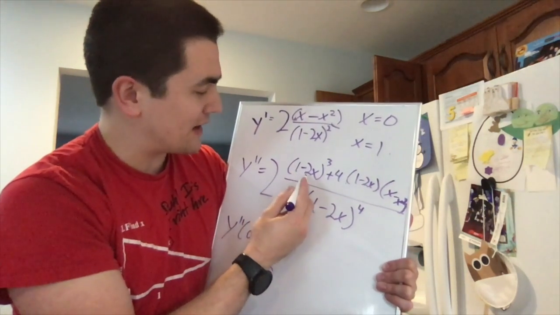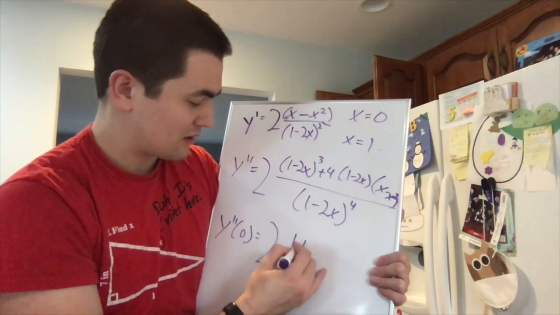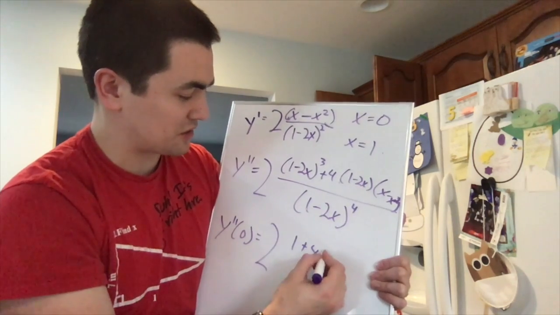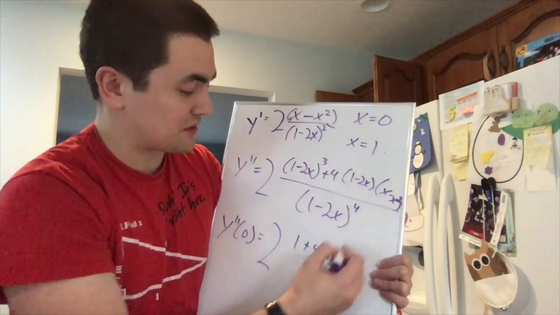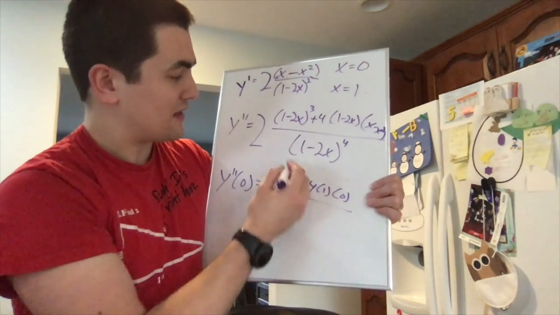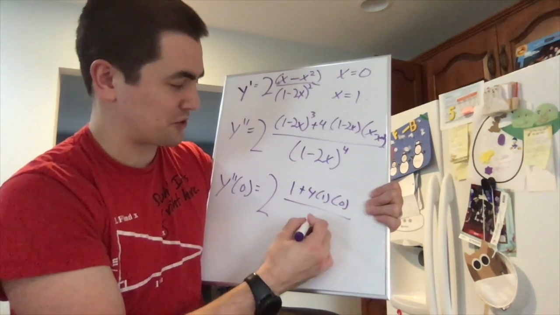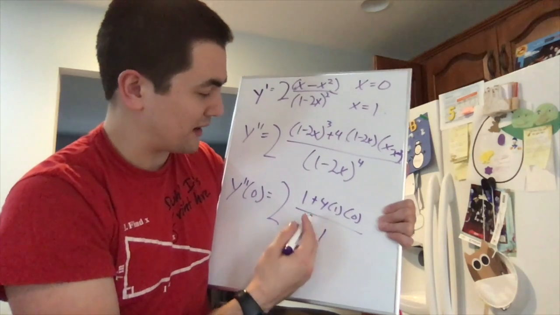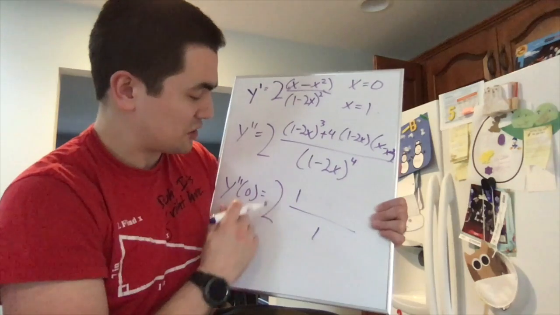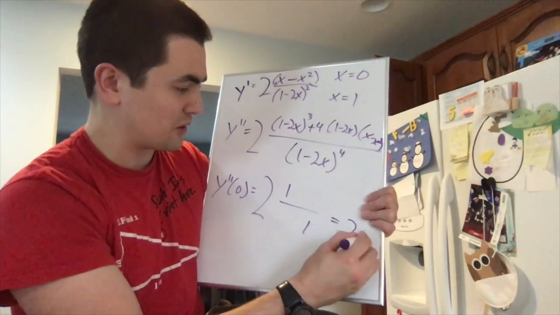All right, 1 minus 0, so this is 1 cubed, that turns into 1. Plus 4 times, all right, 1 minus 0, so that's just 1. And 0 minus 0, that's 0. Okay, and then 1 minus 0 is 1 to the fourth power. 1 to the fourth power is just 1. So this whole thing is now going to be 1 plus 0. This thing just goes away. 2 times 1 over 1. So this thing's actually all equal to 2, which is greater than 0.